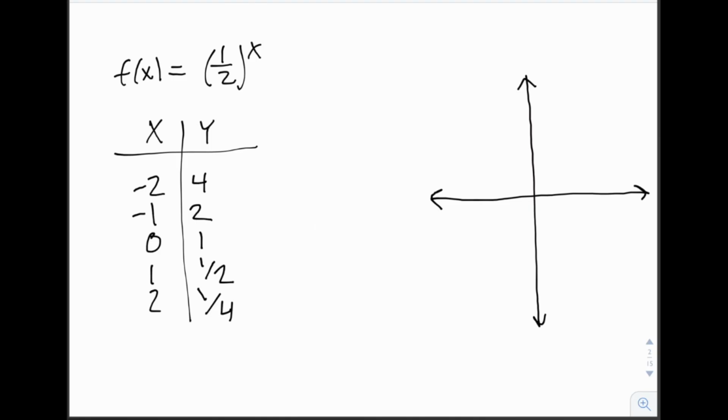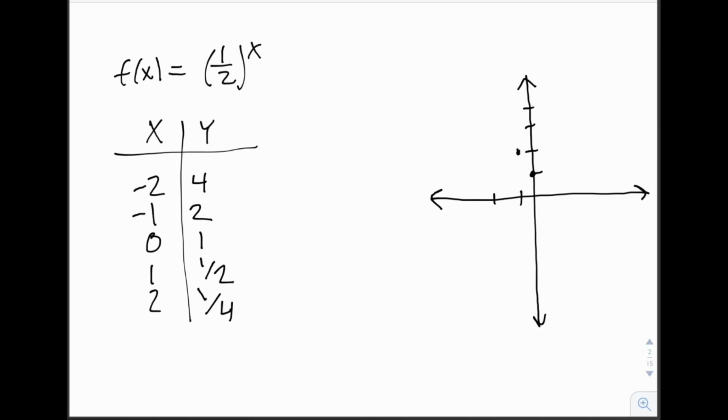So this one is basically going to look like our previous graph, except it's going to be reflected over our y-axis. So starting with that point of 0, 1, we should have a point right here. Then additionally, we have a point of -1, 2. So -1 and then 2, we have a point up here. Then we have -2 and then all the way at 4.